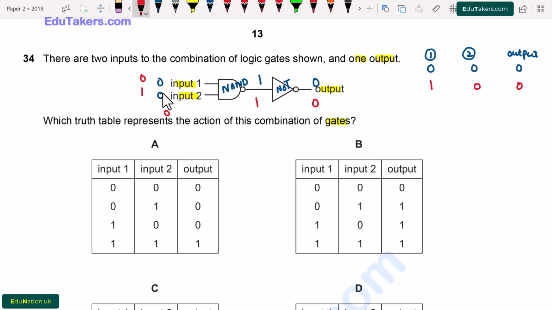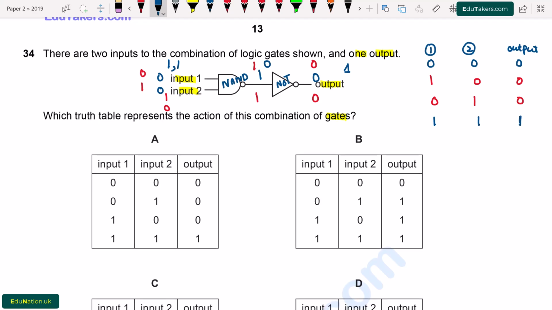Then I consider 0, 1. When 0, 1 combines by the NAND gate, it gives 1. And when I apply the NOT gate, it will be 0. It means that 0 and 1 gives 0. The last combination is 1 and 1. When both of these inputs are high, the output of the NAND gate should be 0. When I apply the NOT gate here, it changes into 1. It means that 1, 1 gives 1.